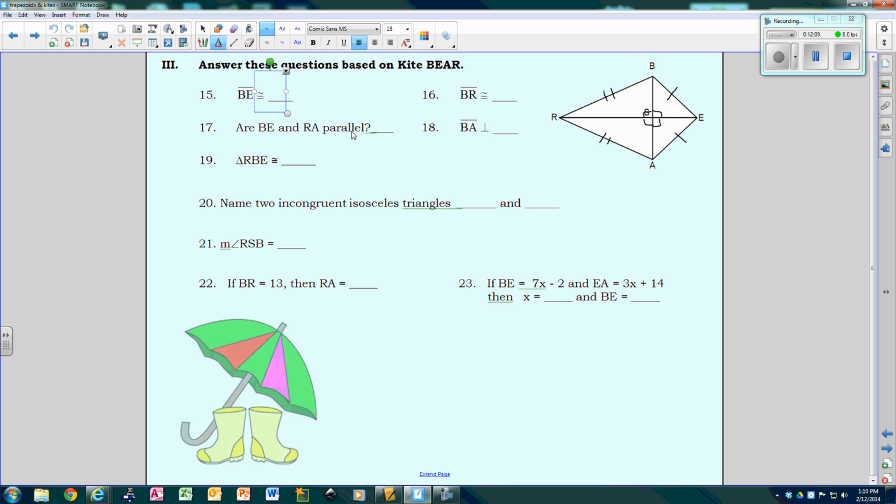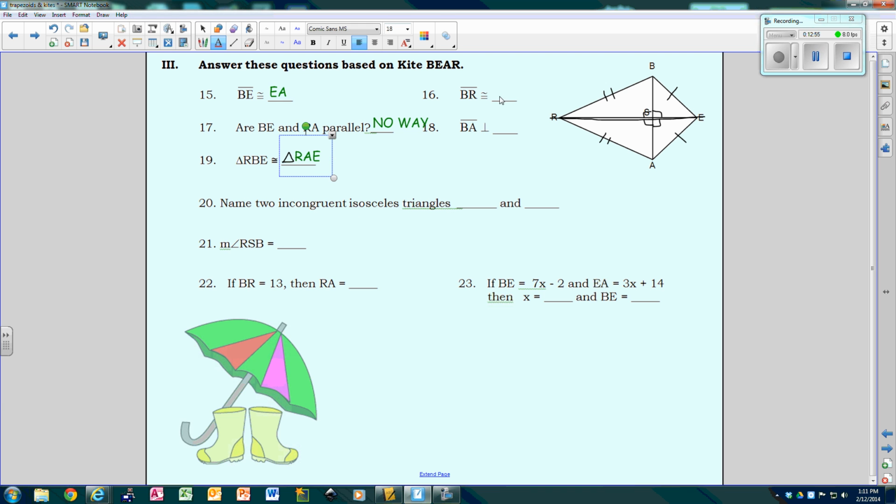So BE is congruent to EA, RBE, and RA. So is this side parallel to this side? Absolutely not. Never, no way. Now what triangle is congruent to triangle RBE? So remember, this diagonal splits it into a top and bottom congruent triangle. So RBE is congruent to RAE.